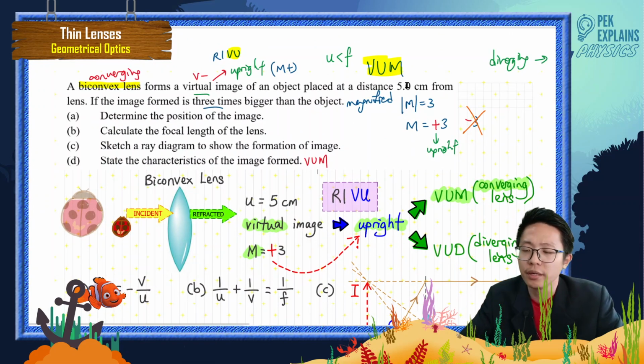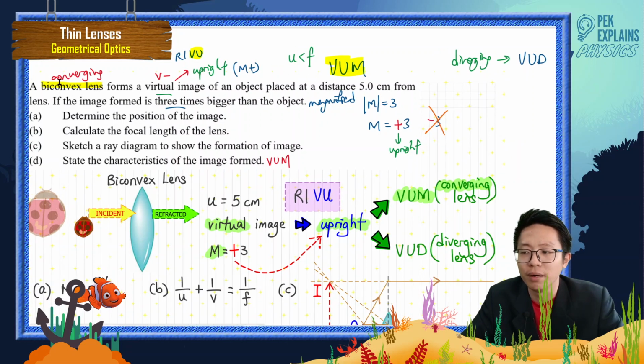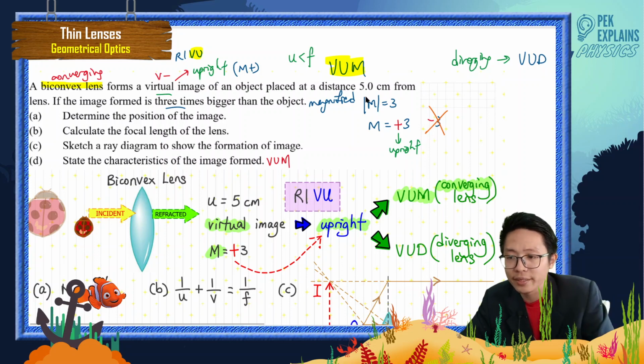This is Voom. Okay. So how to get a virtual image for a converging lens? The object distance u must be less than the focal length. What is the object distance? 5 cm. Here they already give you 5 cm. You see that? This is the u. And that means the focal length needs to be bigger than this 5 cm.